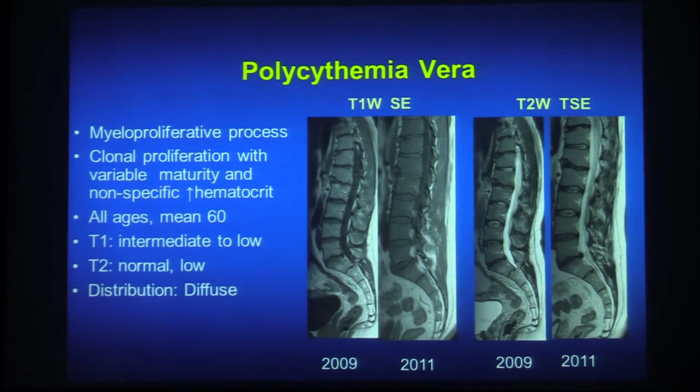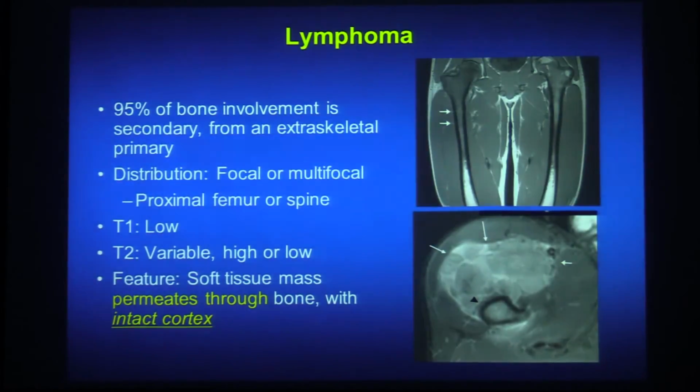This patient had Polycythemia Vera. So this is clonal proliferation of the red blood cells. It can happen at all ages with a mean of 60 years old, and it's characterized by intermediate to low signal in the marrow, particularly on the T1 weighted image. It's a diffuse disease process, and so the distribution is diffuse. So you can really start to see how marrow ends up being a biomarker for patient health.